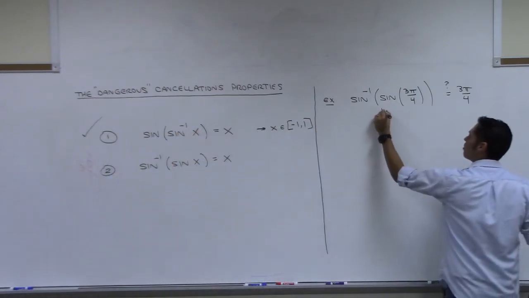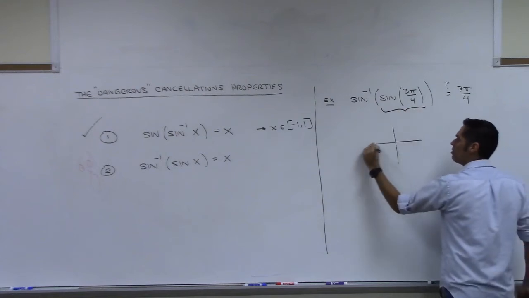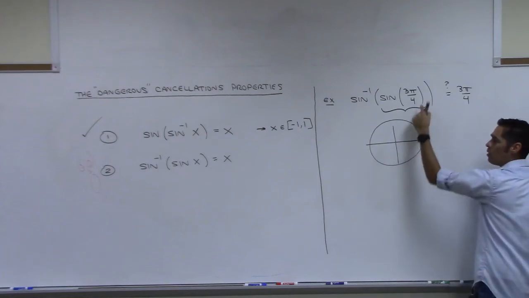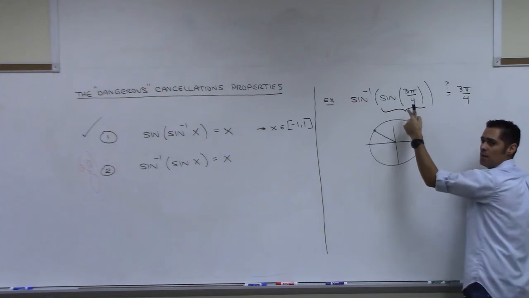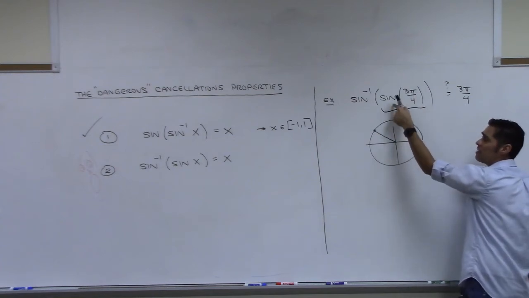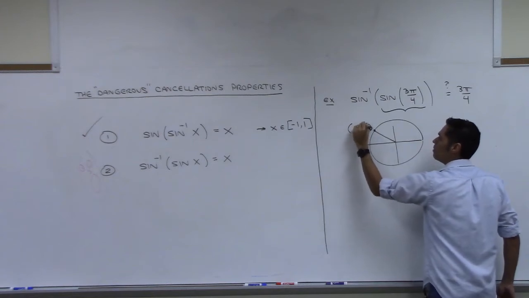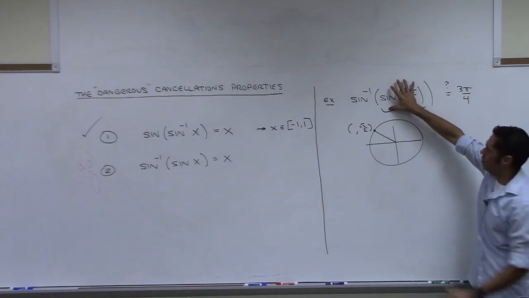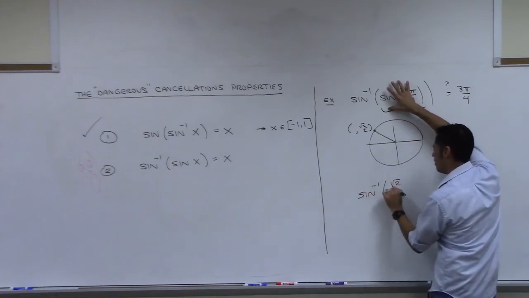So what we have to do is start with this piece first. We're going to go to our unit circle. We are going to look at the angle 3 pi over 4, which is right here. And we are going to pick the y-coordinate off because it's sine, right? The y-coordinate here is what? Root 2 over 2. So this piece right here is root 2 over 2. So I want to know what arcsine of root 2 over 2 is.